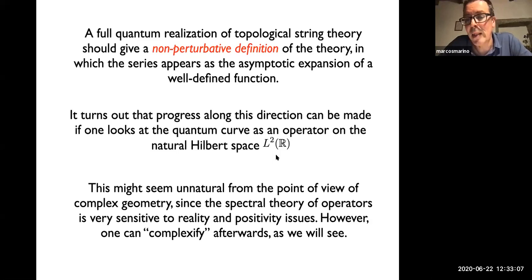I mean, the spectrum of an operator changes radically as you start changing the positivity and reality properties of its parameters. So from the point of view of algebraic geometry, which is the natural point of view that we have when we do topological string theory, this is very unnatural, because we are used to thinking that the parameters in our theory are just complex and they should remain complex. But this could be an objection to introducing a Hilbert space in a strong way. As you will see, you can start with a Hilbert space of the form L2(R), and then there are ways to complexify the problem afterwards. I will explain this in a moment.